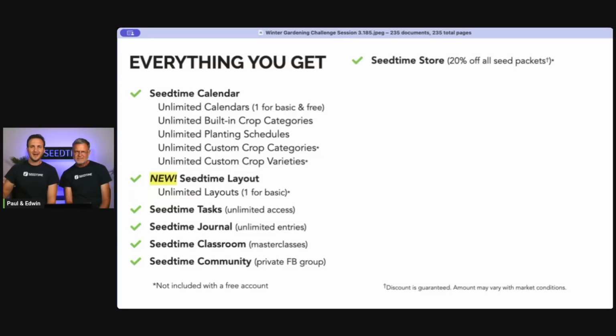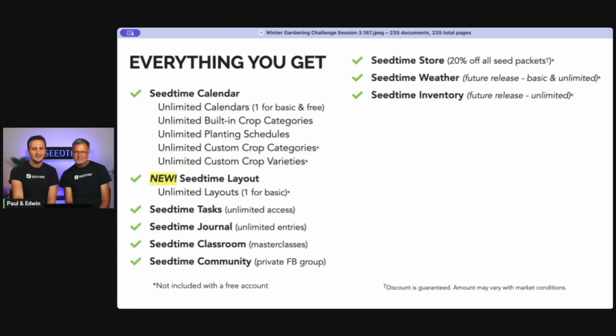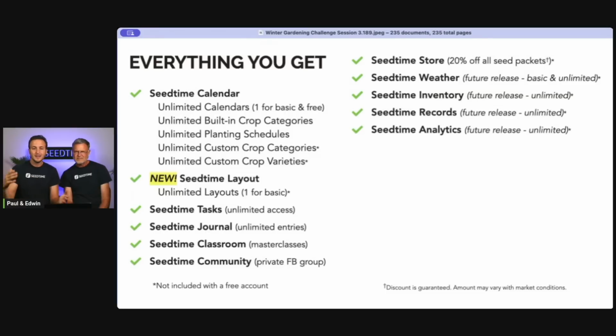And as we've been doing this sale in the Seed Time store, imagine if you had 20% off all of your seed packets all the time, not just during an event like this. Every upgraded account to Seed Time gets that discount. It's guaranteed. The amount may vary with the market, but we really hone in and keep it there as much as possible at that 20% off all seed packets. And then you will also get access, depending on your level, to Seed Time weather, Seed Time inventory, Seed Time records, and Seed Time analytics. Unlimited access to those based on the level that you sign up for.